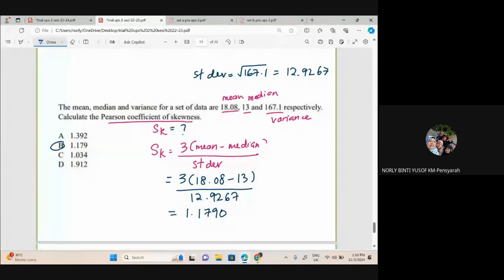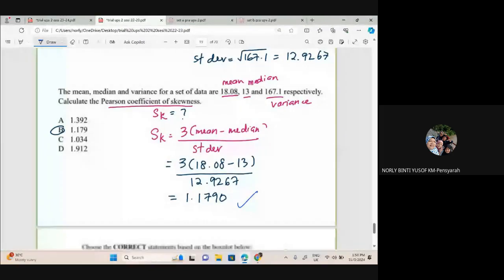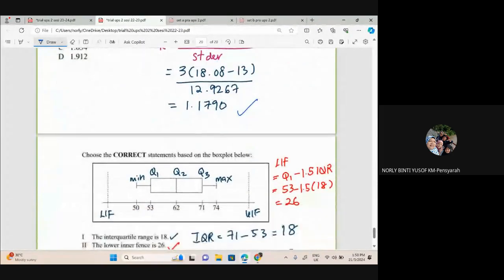Mean, mode, median dia dah bagi. Lepas tu dia suruh cari Pearson coefficient of skewness. So sama. So kat sini dia tak bagi mode kan. So tak boleh lah guna formula lagi satu. So gunalah formula 3 kali mean tolak median bagi standard deviation. Sama dengan set kita. Cuma set kita tu dia bagi dalam bentuk value. Dia dah bagi tahu tu mean, median. Okay. So masuk dapat formula dia. Bentuk soalan sama. Konsep lah.